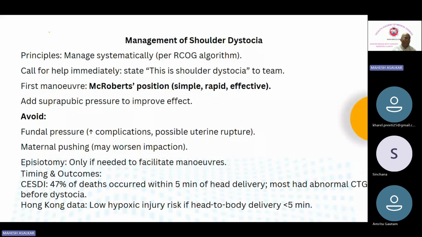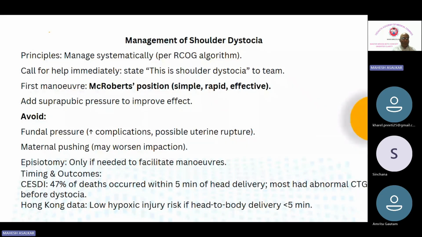Okay, what is to be avoided? Avoid fundal pressure, because it will increase the complications. The possibility of uterine rupture will increase. Then maternal pushing is to be avoided. It will worsen the impaction. Then what is the role of episiotomy? Okay, you have diagnosed shoulder dystocia, but what about episiotomy? Only if needed to facilitate the maneuver. Okay, episiotomy is given only if it is required to facilitate the maneuvers.